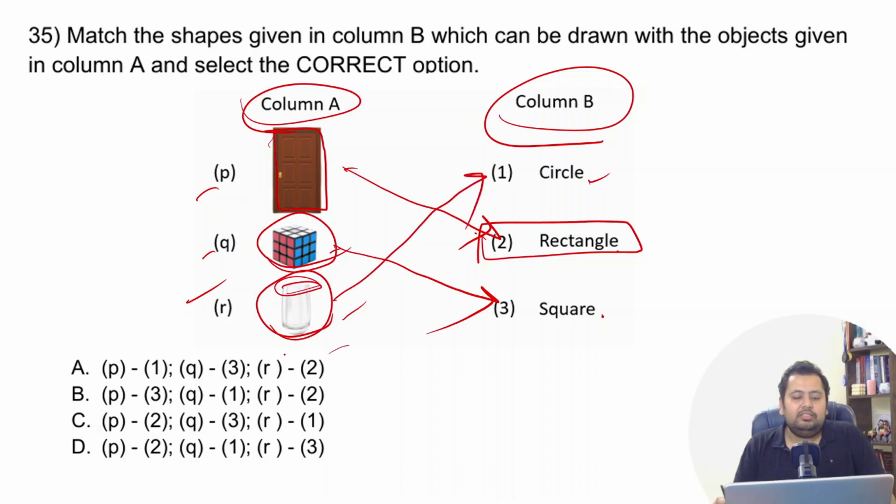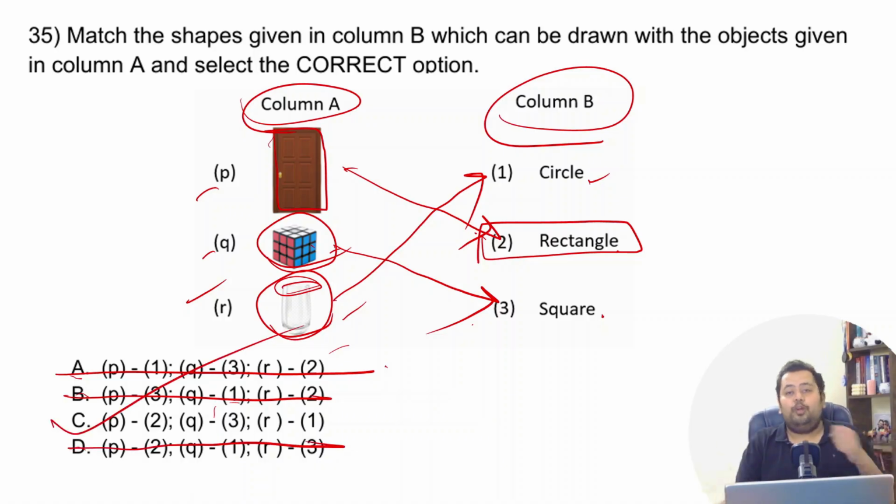So we now know P is 2. P is 2, so we know option B and option A cannot be the answer. Now we know that Q is 3. So option D cannot be the answer. Option C is the correct answer. I hope you got this correct.